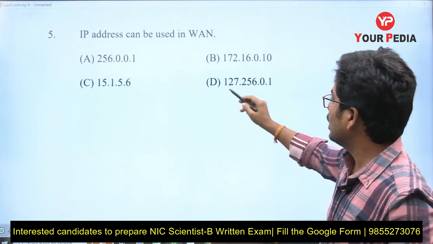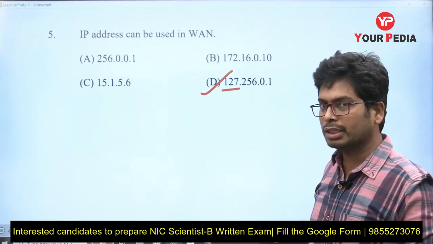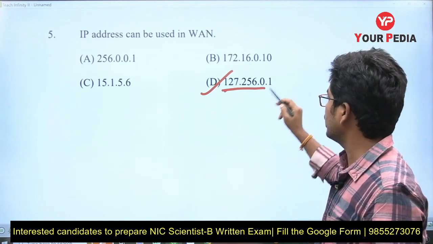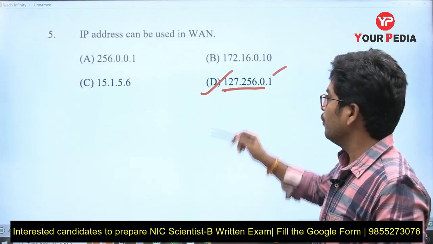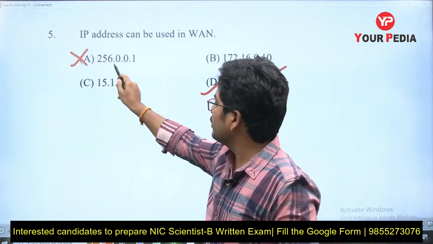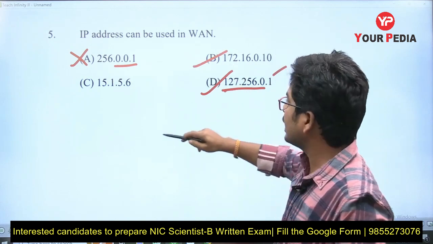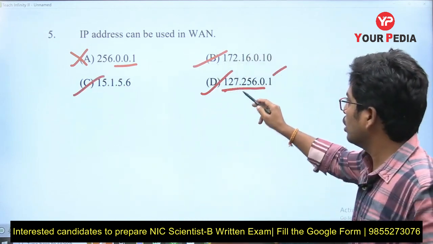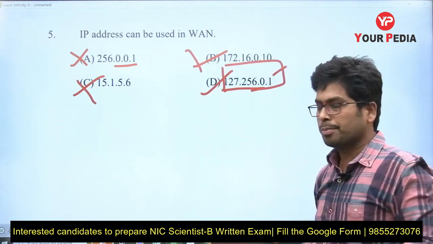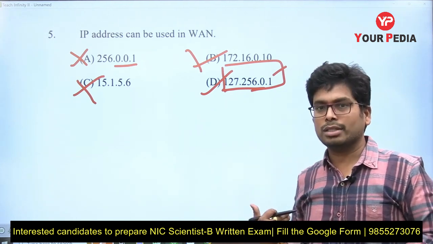So among these things, option D will come under category C. Why? Because here we are using the first 3 octets for network address and the last octet for system address. Whereas in the other options, the ones with 0.0 come under category B, and the others come under category A. So option D is the right answer, because this is the only address representing 3 octets for network addressing and the last octet for system address.